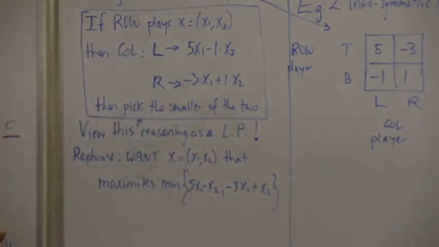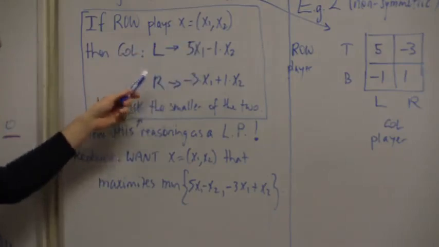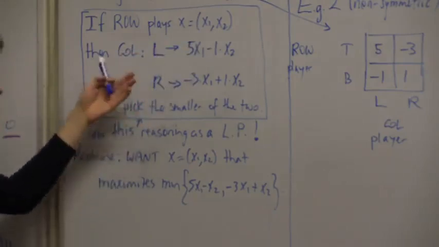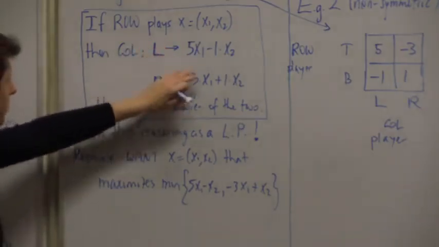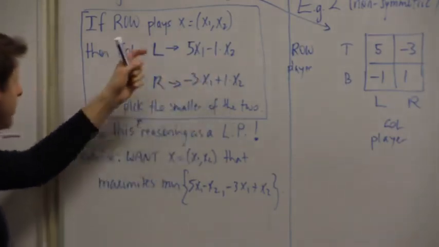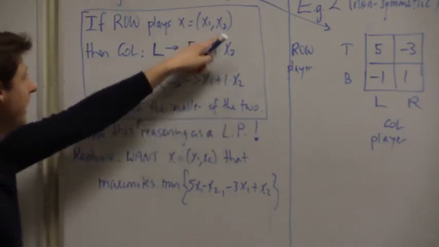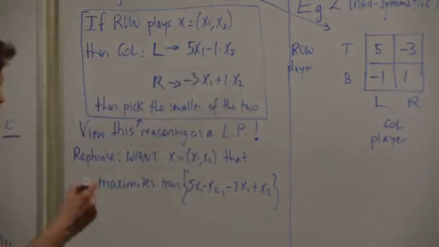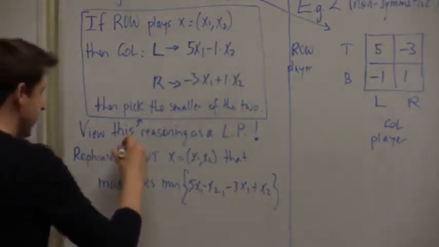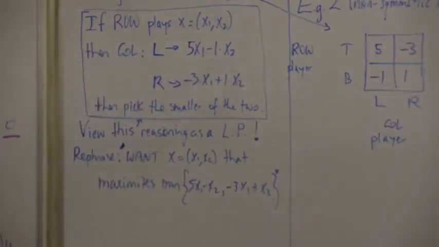Why? Because if he plays x1 and x2, he knows the column can either pick left or right, and he's going to pick the one that minimizes the two. So given that column is going to minimize, given that row is going to experience the minimum of this and that, he wants to pick x1 and x2 to maximize the minimum of this and that. Okay? So this rephrasing over here, now we're going to write it as a linear program.